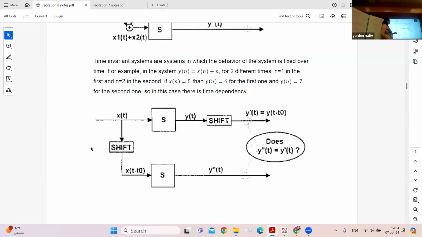So let's say, for example, that we have this system, y[n] equals x[n] plus n. And now let's use it at two different times, for n equals 1, and then n equals 2. And let's say that x[n] equals 5, okay? So here, when I put n equals 1, then y[n] equals 6, right? And if I use n equals 2 and x[n] equals 5, then y[n] equals 7. And these two are not the same. Therefore, this system is time dependent.